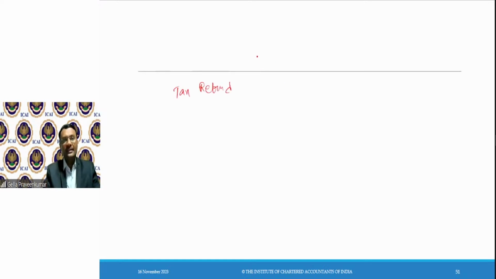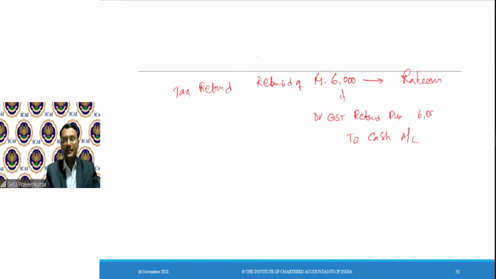For a moment, say this shop owner gives a refund of rupees 6,000 to Mr. Rahim. Now, what entry will I pass? Debit GST refund due, credit cash account, 6,000. This is how I pass an accounting entry. And this GST refund, I will treat as a current asset in my balance sheet.